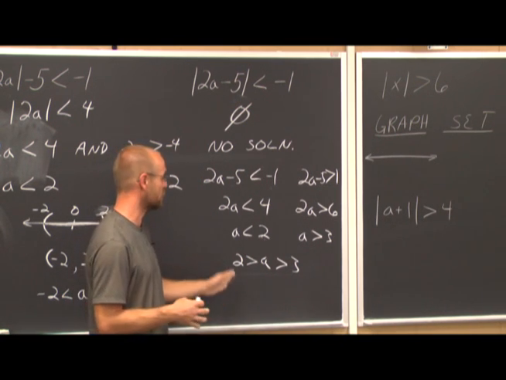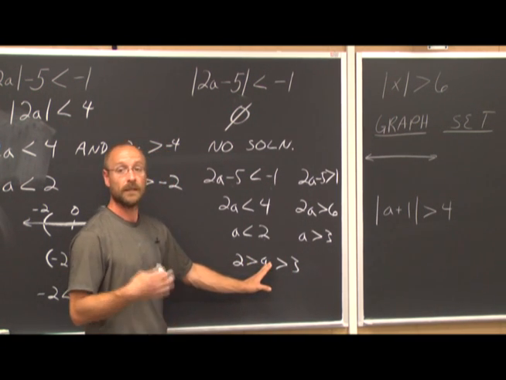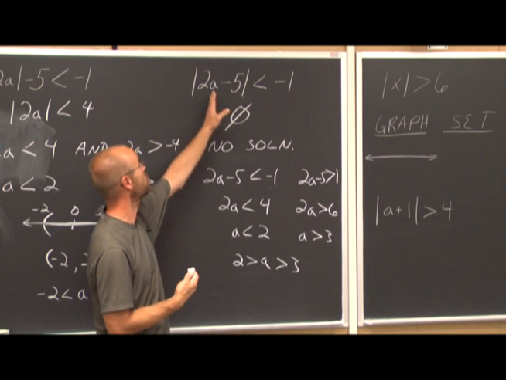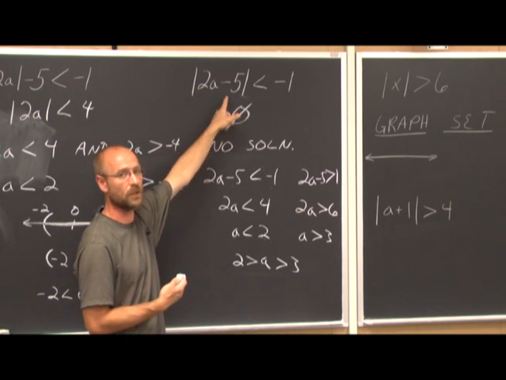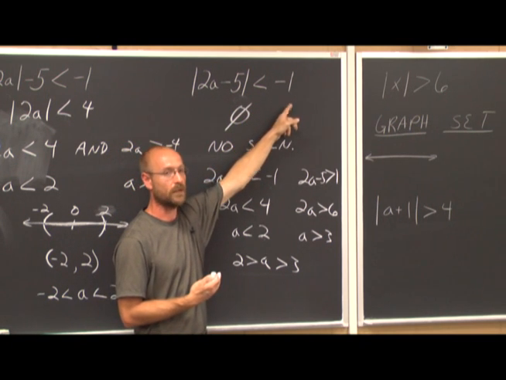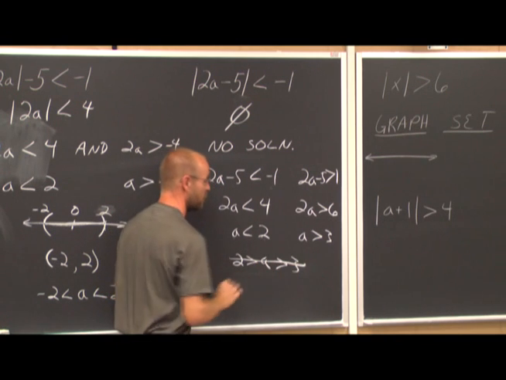That's another sign. We should say, you know what? If I were to choose a value between 2 and 3, let's say 2.5, doesn't make a true statement. Let's plug it back in here. 2.5 times 2 is 5. 5 minus 5 is 0. 0 is not less than -1. So that's not a true statement. So that tells me right there there's something fundamentally wrong.